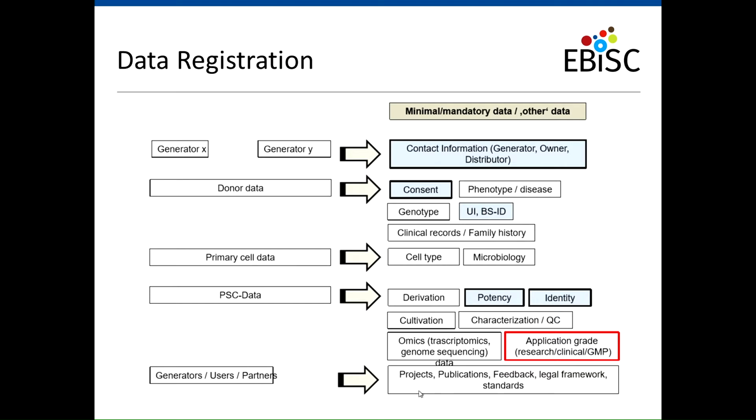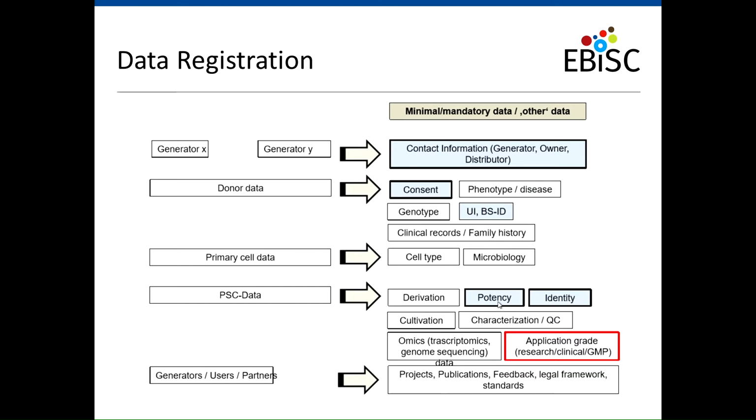For example, what kind of clinical trials are being done with certain cell lines in the future. Are there publications of the lines? Can we get feedback from users? What is the legal framework in different countries for using these lines? And are there new standards or new legal frameworks available? So this is all information we can use.